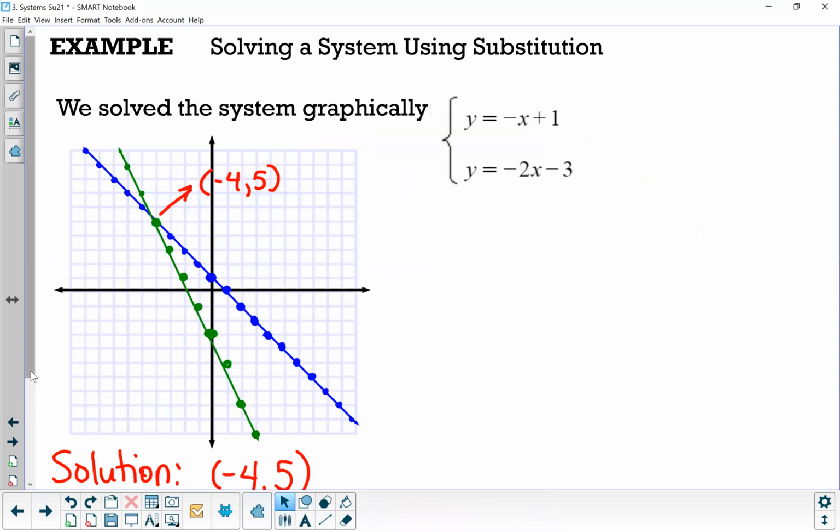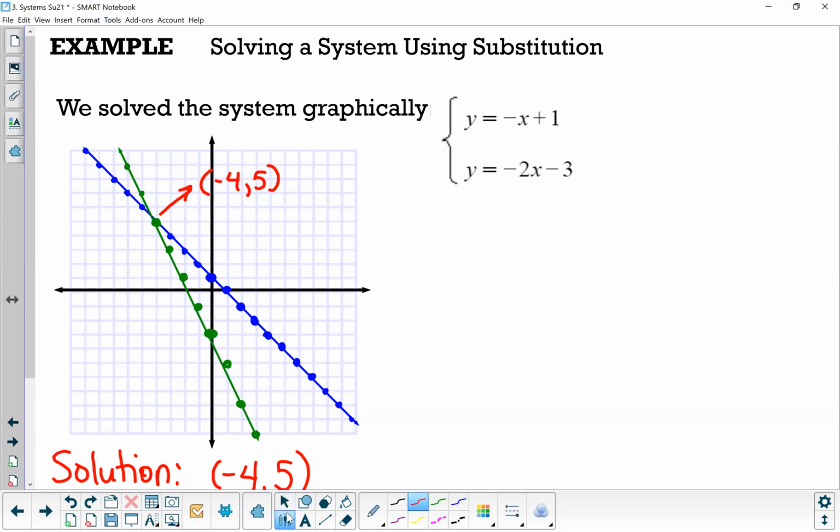So here's a question that we did previously using graphing. The equations are y equals negative x plus 1 and y equals negative 2x minus 3. And they are already graphed here, which we did in our previous lesson. And the solution is (negative 4, 5), as listed there. Now, although it's fairly easy to solve this particular system using graphing, it's just as easy to solve the system using substitution.